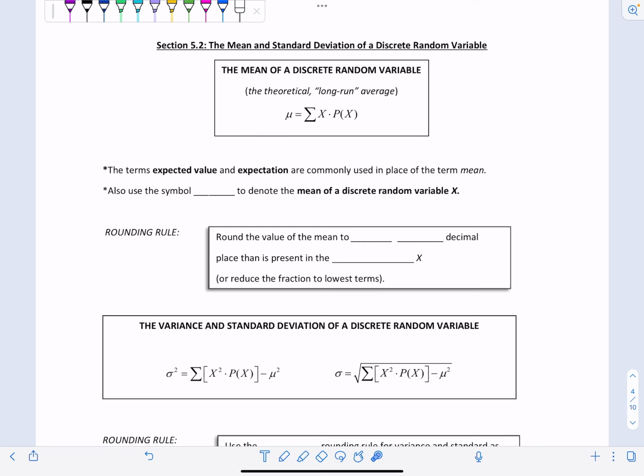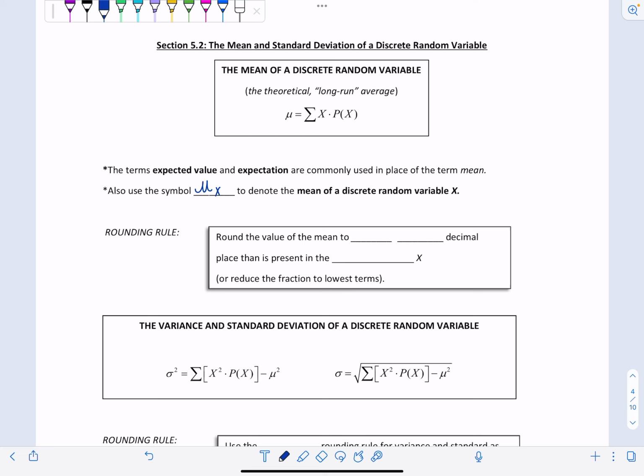All right. And we also use the symbol mu with a little x as the subscript to denote that the mean is of the discrete random variable x. So you're just being extra specific that, hey, this mu is for the variable x. Okay, you don't always have to put it there, but if you see it, don't have a meltdown.